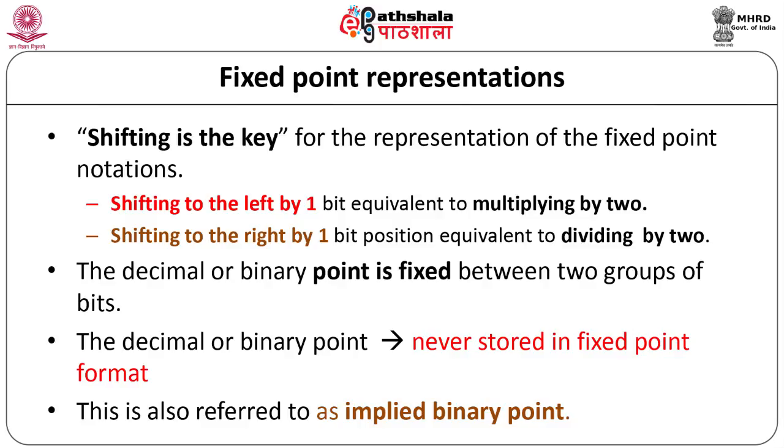From these three approaches, it is clear that shifting is the key for the representation of fixed point notations. Shifting an integer to the left by 1 bit position is equivalent to multiplying the number by 2. Shifting the integer to the right by 1 position is equivalent to dividing the number by 2. In these notations, the decimal or binary point is fixed between two groups of bits. The decimal or binary point is never stored in a fixed point formatted number. As the decimal point or binary point position is known and fixed, it is not necessary to store it. This is also referred to as implied binary point.